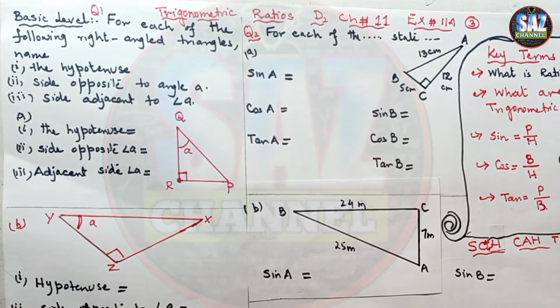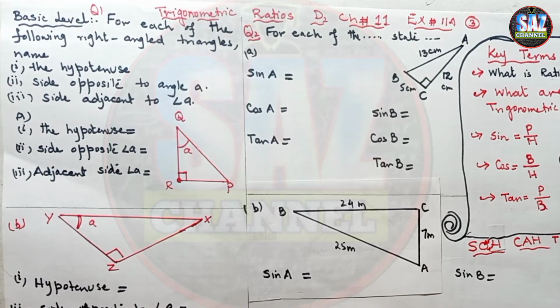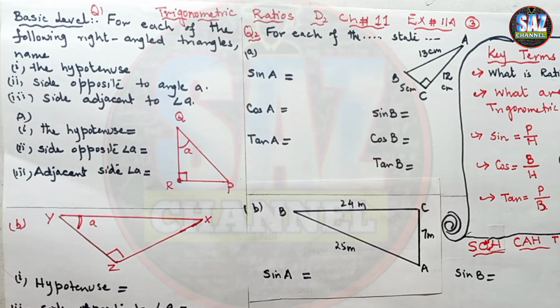This is my third lesson of D2, chapter number 11, exercise 11A, that is about trigonometric ratios. What are the trigonometric ratios, what is the relationship between the sides of the triangle and the trigonometric functions, and how to write these trigonometric ratios? For all these questions, you have to watch the previous lesson, because lessons of mathematics require the continuous integration and practice of the lesson with the new lesson.